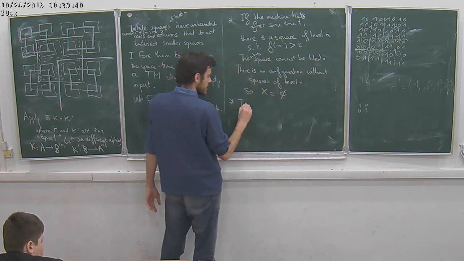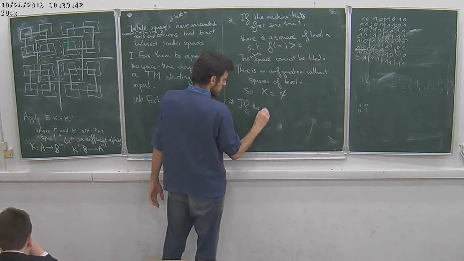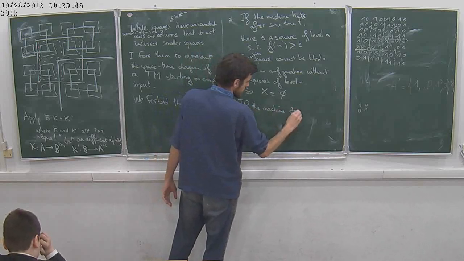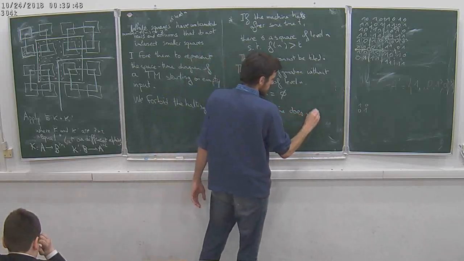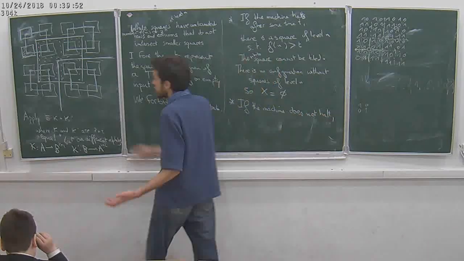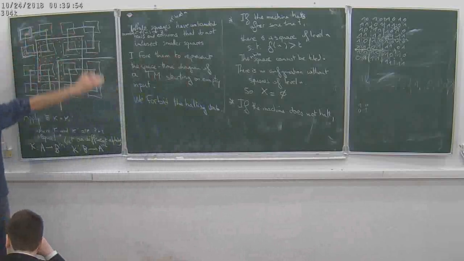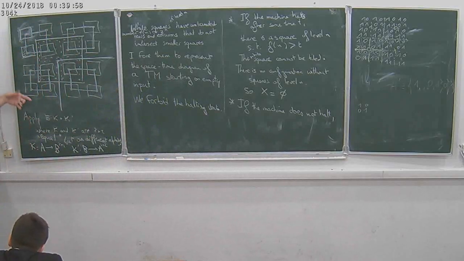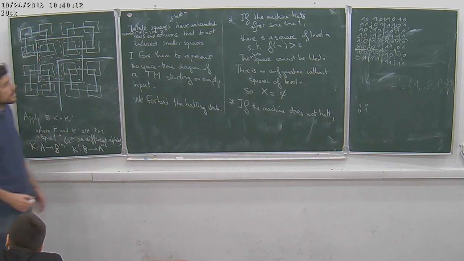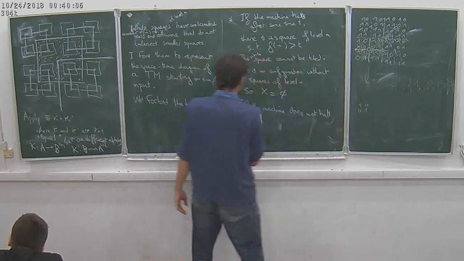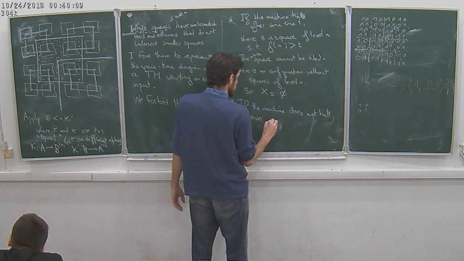Now, if the machine doesn't halt, it's easy to describe. You take this infinite tiling that you have on the square layer, and you put the start of the infinite configuration starting from an empty input.